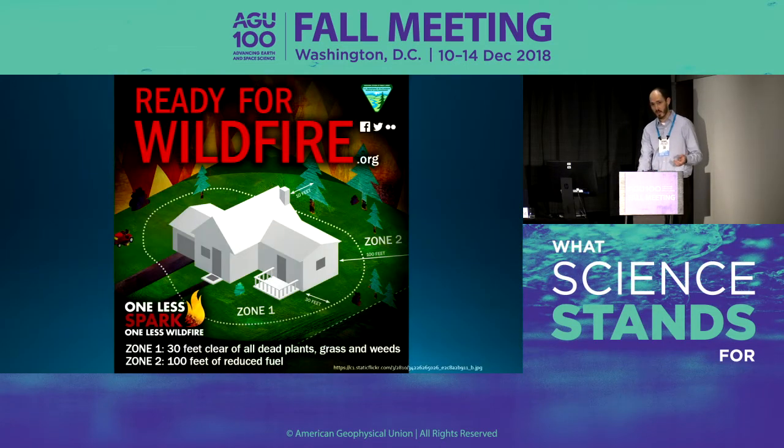Now, one of the take-home points that I'd like to give for homeowners is that we do have good plans for how to prepare for wildfire. It all has to do with removing vegetation from around your home, and yes, even raking the forest if it is encroaching on your property. So that's all I have, and thank you for your time.